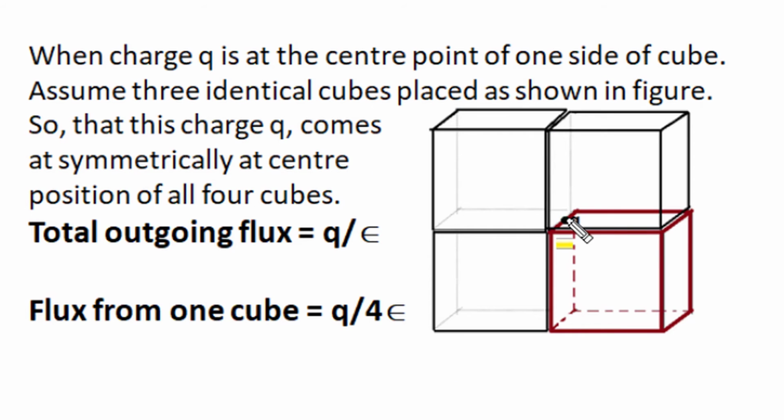When a charge is placed on one of the sides of a cube, as on this brown cube, at one side we have placed a q charge. Now this q charge is neither inside nor outside, and we have to find out the total amount of flux across this brown cube.